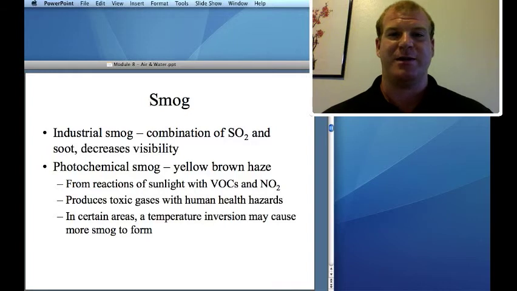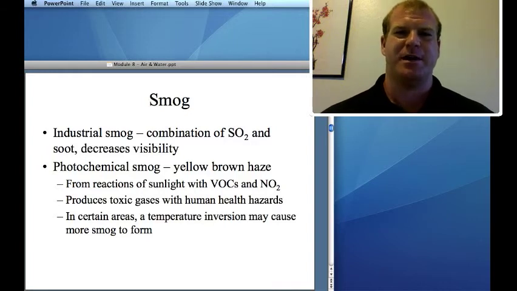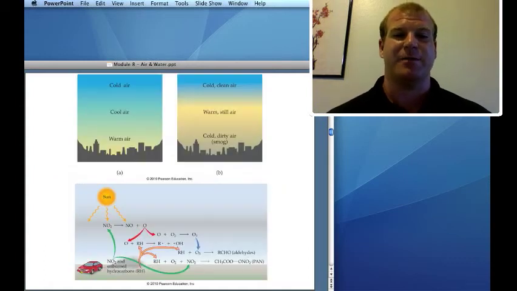And photochemical smog, when the normal person says smog, that's what they mean. It's this brownish haze, and I've seen it in LA. It's not very pretty. And it's from volatile organic compounds, nitrogen dioxide, and sunlight forming photochemical smog, and it's dangerous. And like LA, temperature inversion causes a problem.